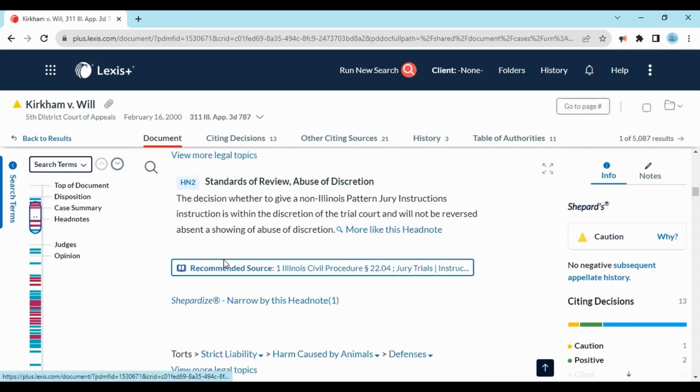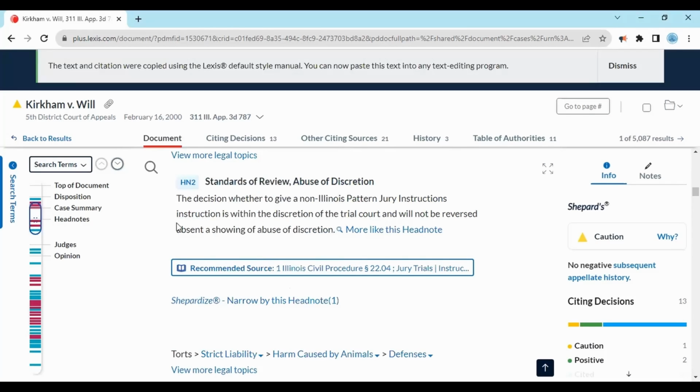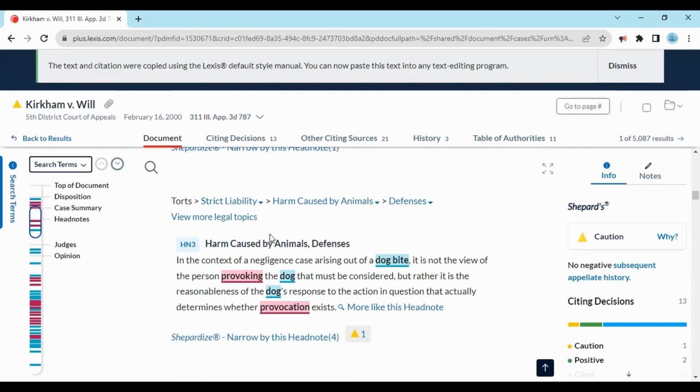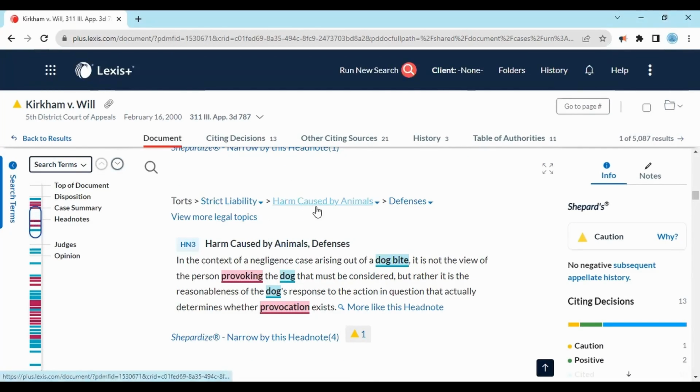But we don't care about jury instructions. We don't care about standard of review. We care about this topic of strict liability, harm caused by animals, and provocation.